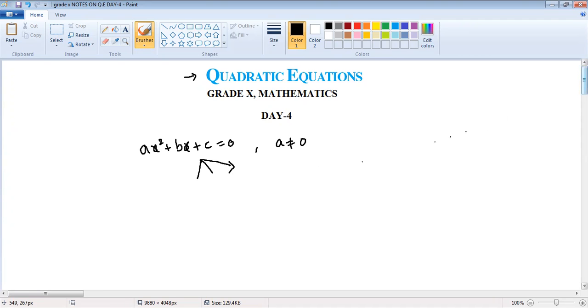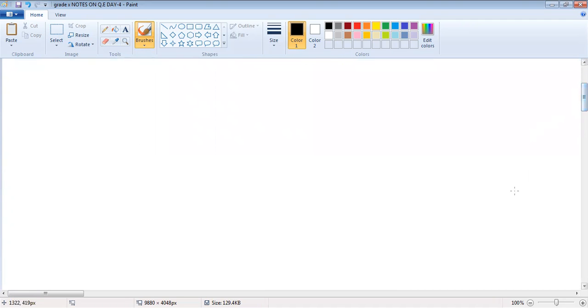I'll take one question on the graphical method and look at how to solve it. Here, x square minus x minus 6 is equal to 0. If you factorize, what are the roots? x minus 3 into x plus 2 is equal to 0. When x minus 3 is equal to 0, x equals 3, and x equals minus 2. It means we got the x values 3 and minus 2.